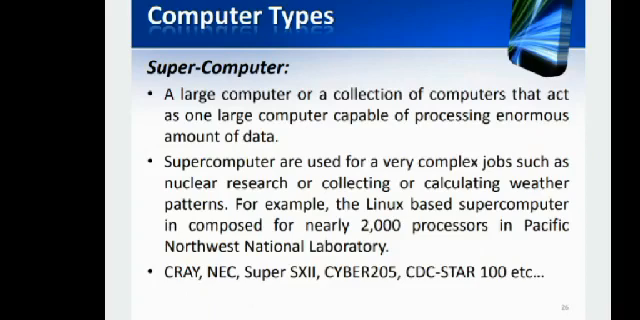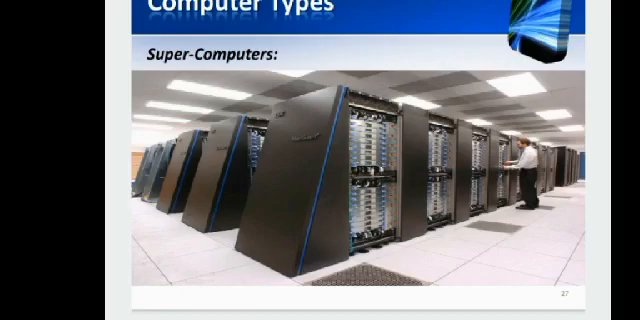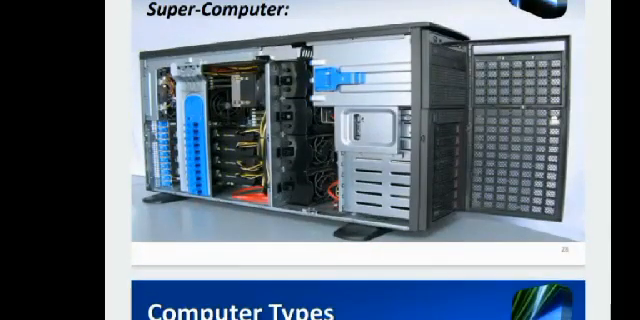A supercomputer is a collection of computers that act as one large computer capable of processing enormous amounts of data. Supercomputers are used for very complex jobs such as nuclear research or calculating weather patterns. For example, the Linux based supercomputer encompassing nearly 2000 processors in the Pacific Northwest National Laboratory. Cray, NEC, Super S6 2, Cyber 205, CTC Star, etc. are examples of supercomputers, and here you can see pictures of supercomputers.